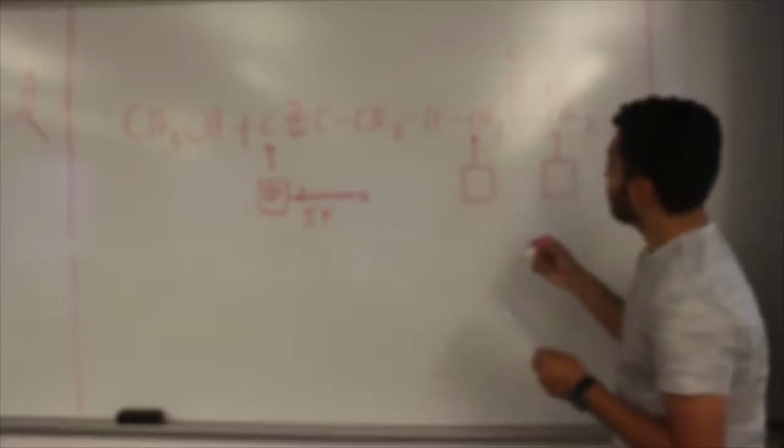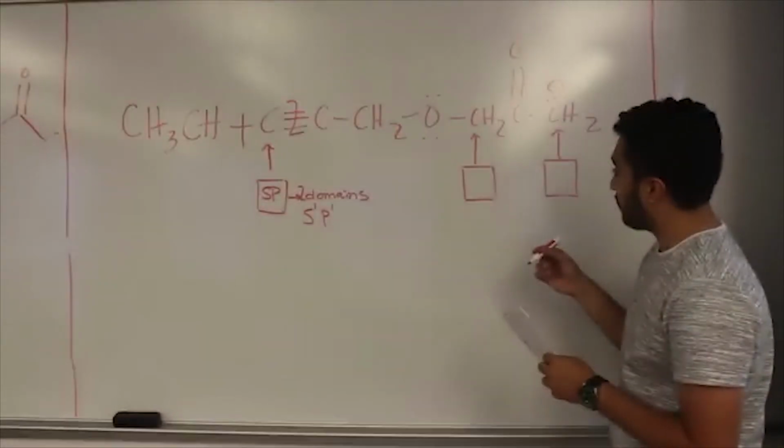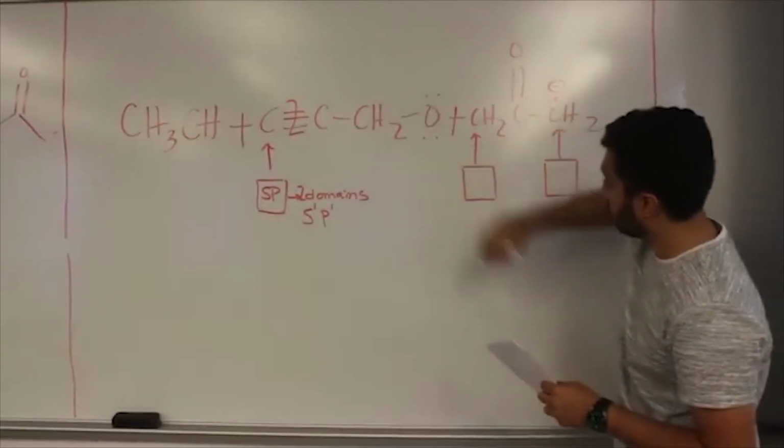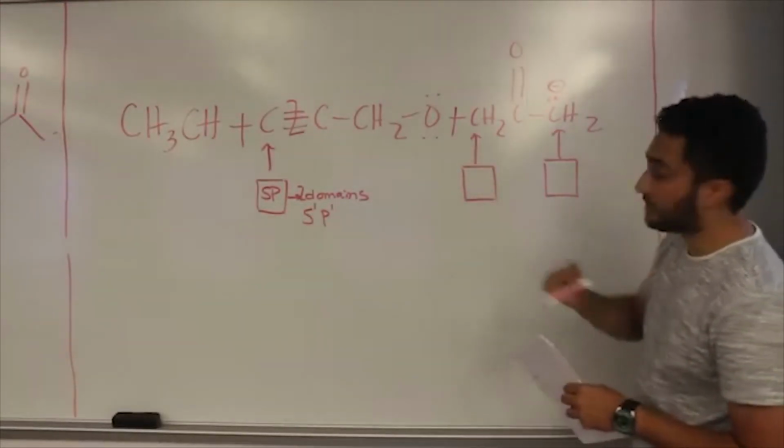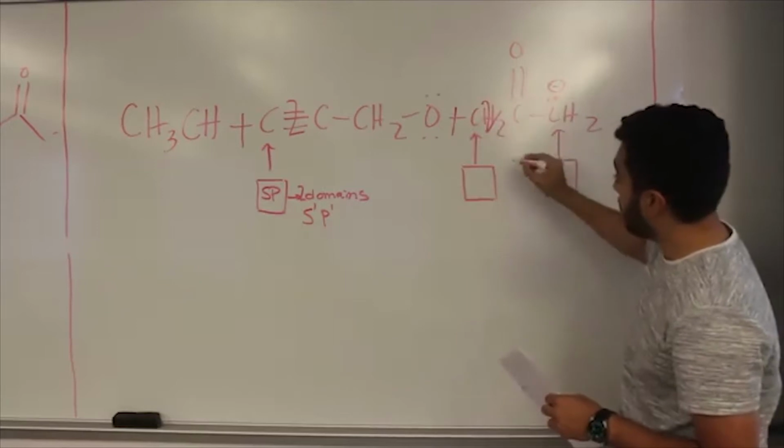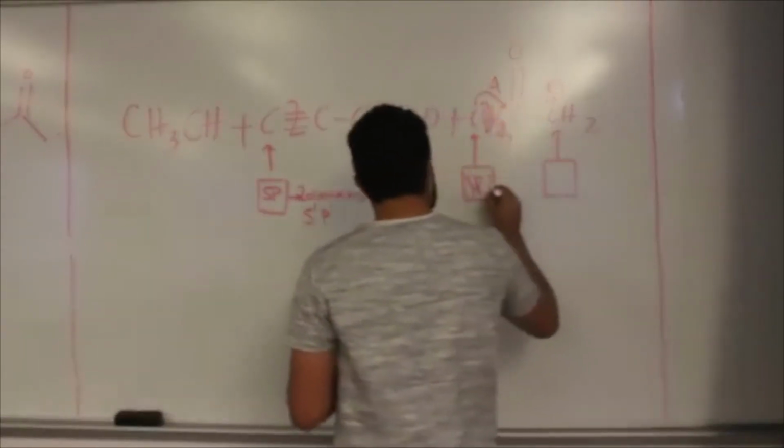Next one. Do we have any resonance on this one? No, right? And how many domains are on this carbon? 4. Good. So this is that first domain. That first hydrogen is the second domain. And that second hydrogen is the third. And then this carbon is bonded to that carbon, making it the fourth domain for why this is sp3.